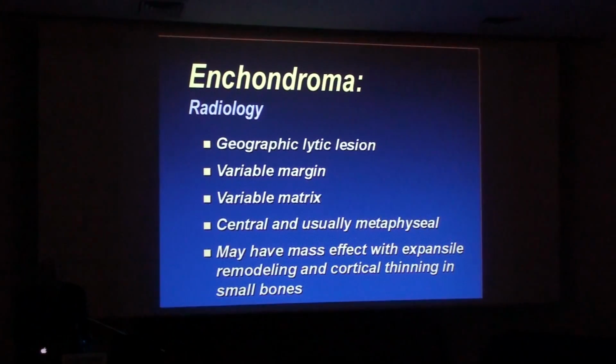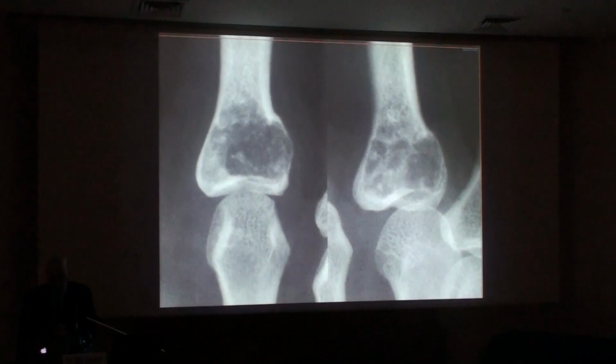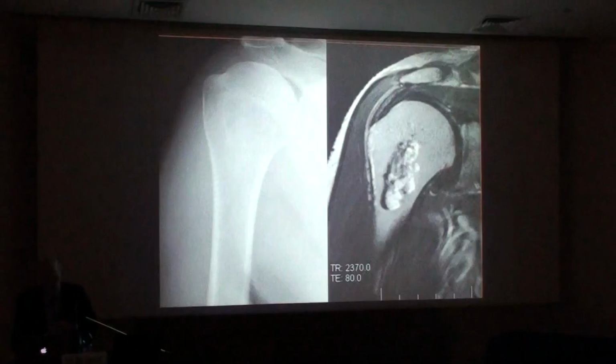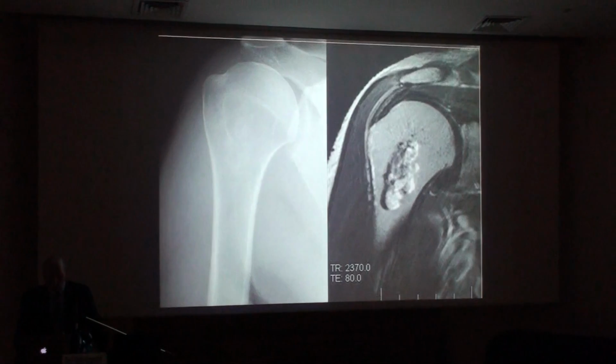Because the cartilage comes from the metaphysis or the physis, they're usually in the metaphysis and more typically central, although they can be at the extremities or eccentrically located within the metaphysis. And when we talk about them in the small bones, they can certainly have some mass effect. They can have it in the long bones as well, although when we see it in the long bones, we're more worried about an aggressive biological behavior. So I won't talk about it in the hands and feet, because those I think were pretty much straight on, and we'll concentrate on the long bones.